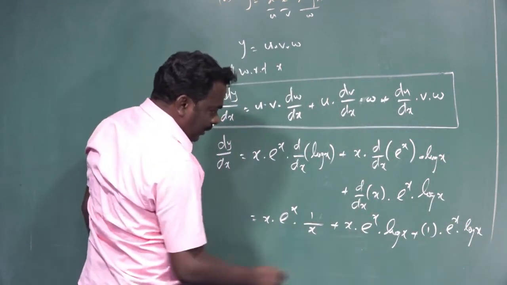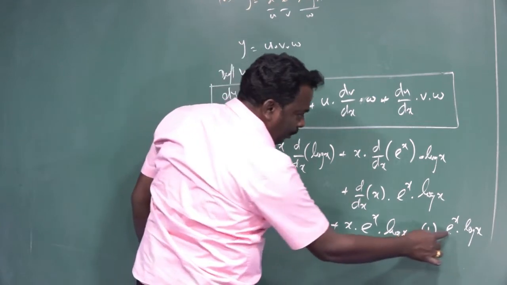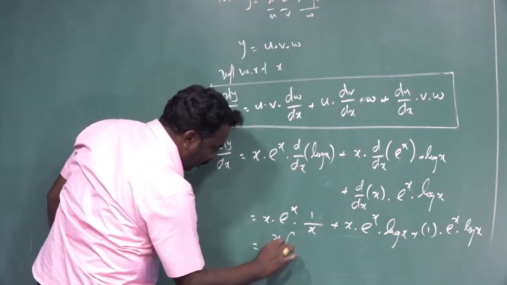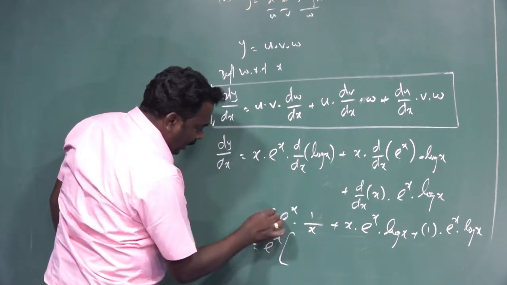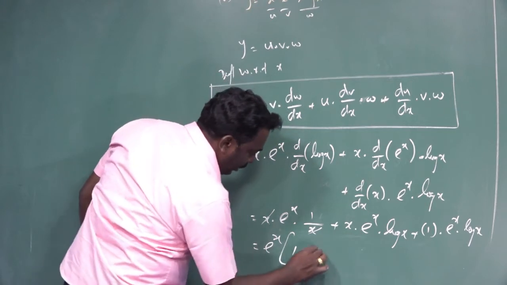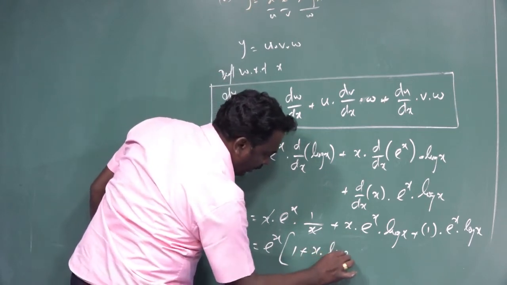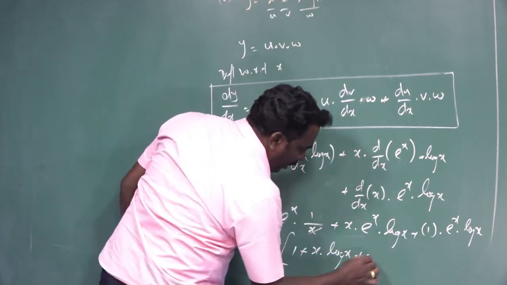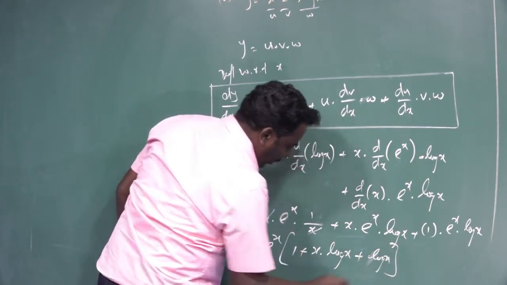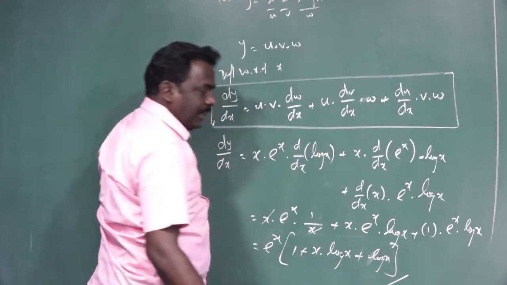Now in this expression, e power x appears in every term, so we can take e power x common. The x and 1 by x cancel, remaining 1. Plus, x into log x from the second term, plus, taking e power x out, the remaining log x in the last term. That is the final simplification.